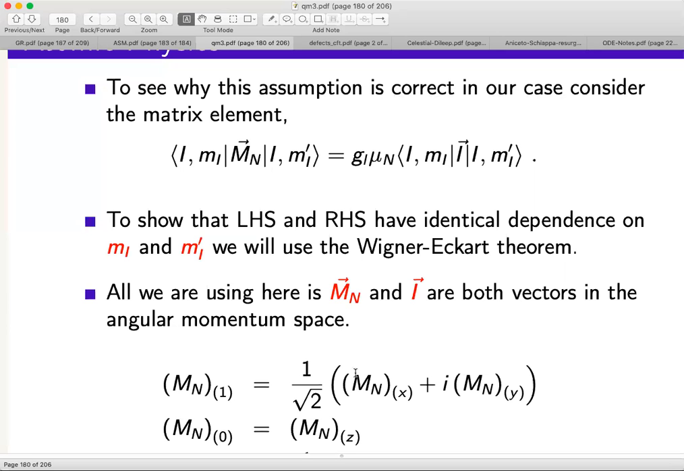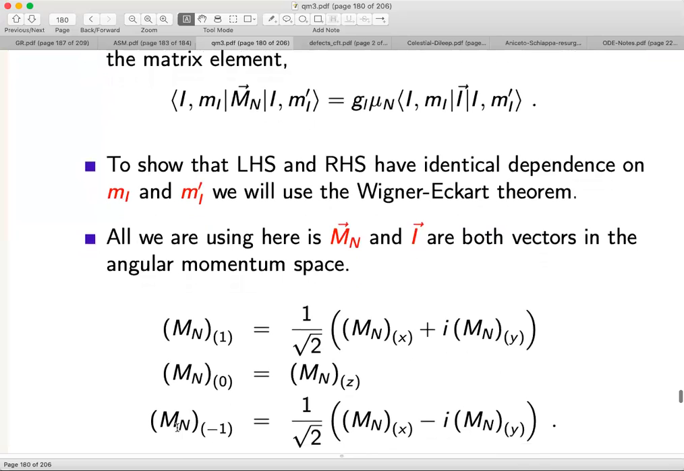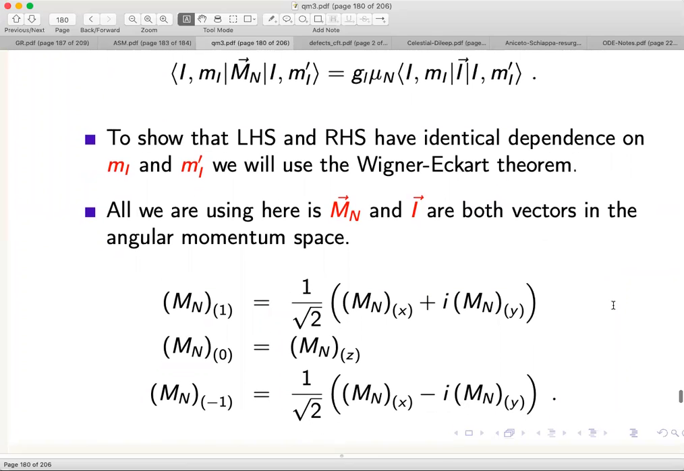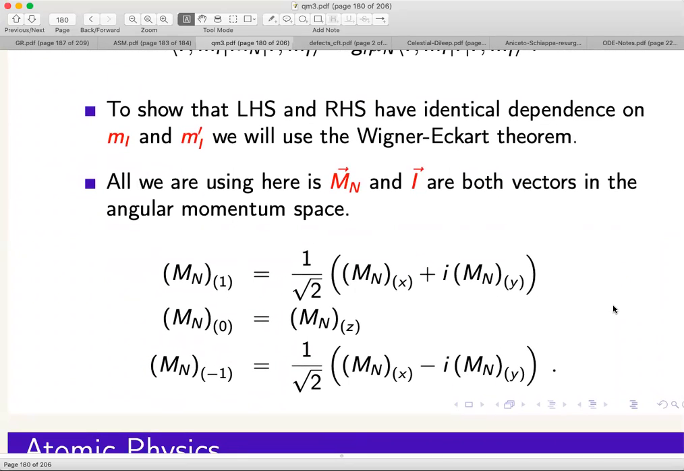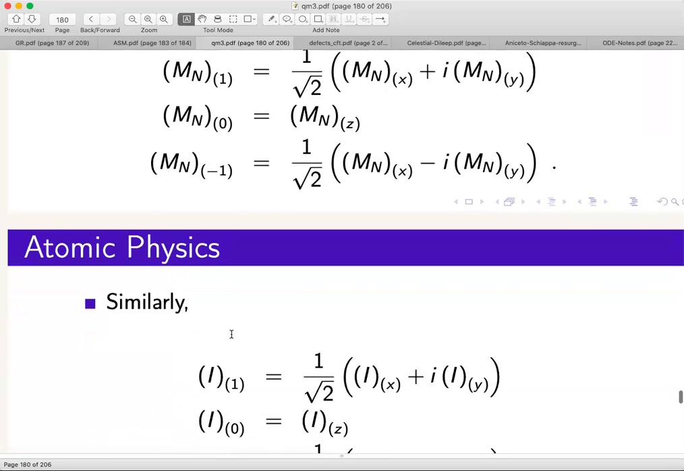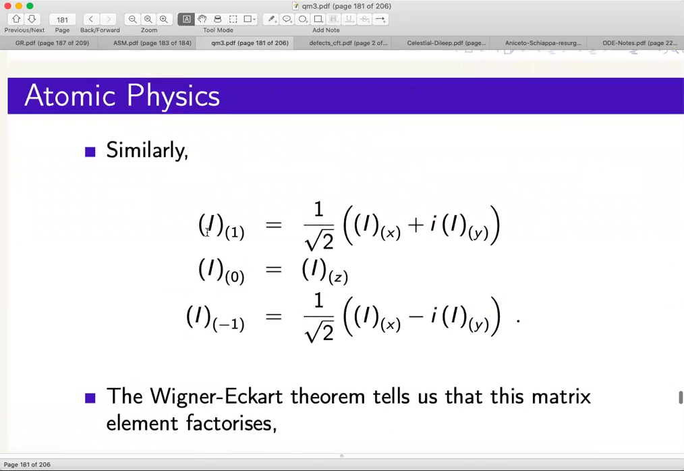Both Mn and I are vectors, and you can write them as Mn1, Mn0, and Mn-1 in terms of their x, y, and z components in this particular form. This is pretty much like the way we had written L plus, L minus and L0 in the case of angular momentum algebra, orbital angular momentum algebra, or similarly for spins and so on. The same would of course be true for the nuclear angular momentum. It would be written as I1, I0, and I-1, written as Ix plus Iy, Iz, and Ix minus Iy, up to some normalization.